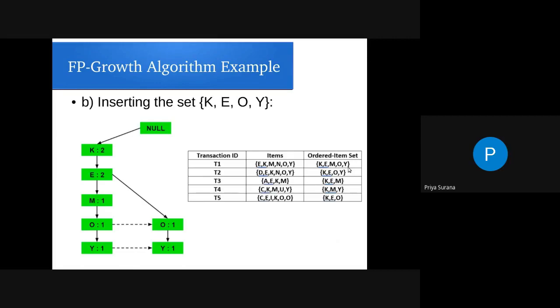Now check transaction T3. In a similar manner we are going to build the FP tree for each transaction.